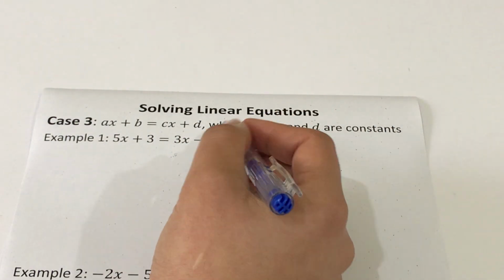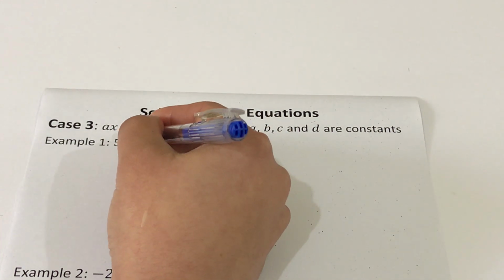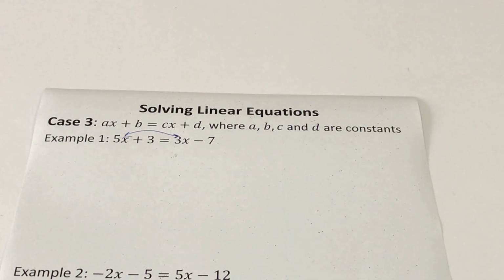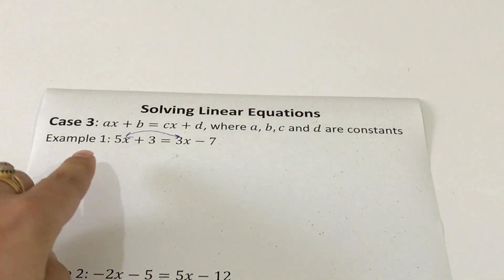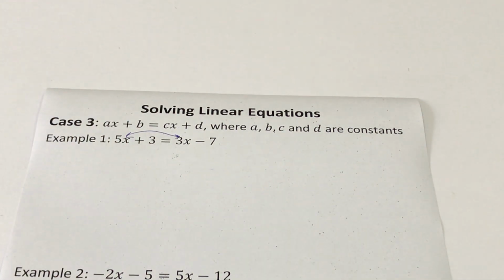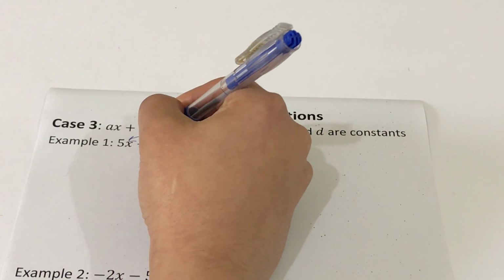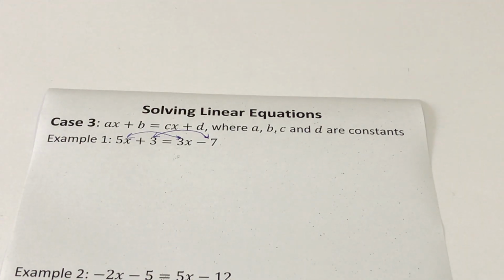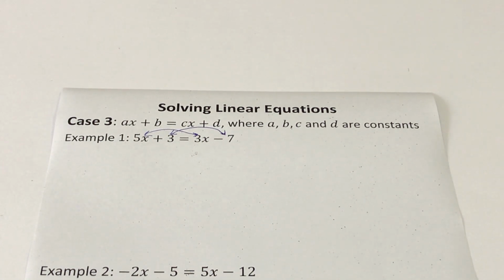So you can see 5x and 3x both are the like terms. These are the terms with same variables, right? 5x and 3x. Then the second pair of like terms is 3 and 7. Now, in the next step, we will combine our like terms. How we will combine our like terms?